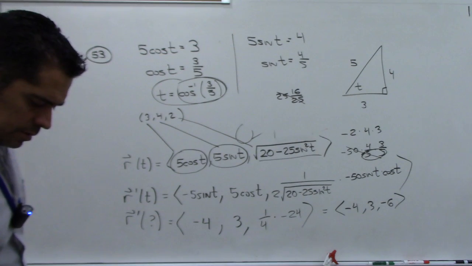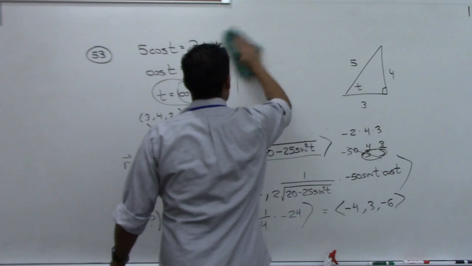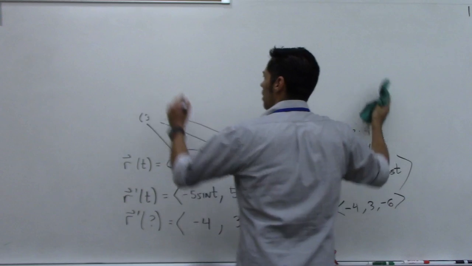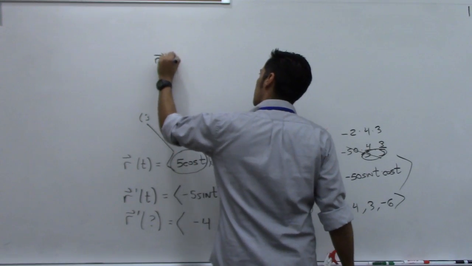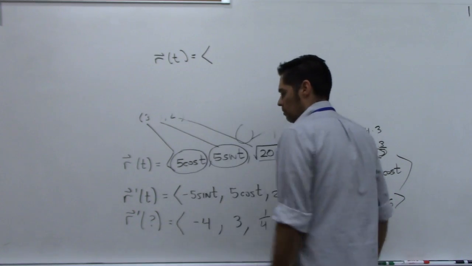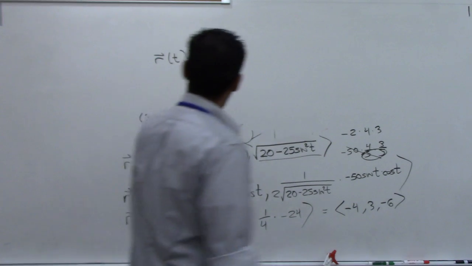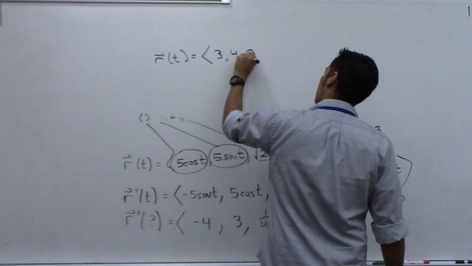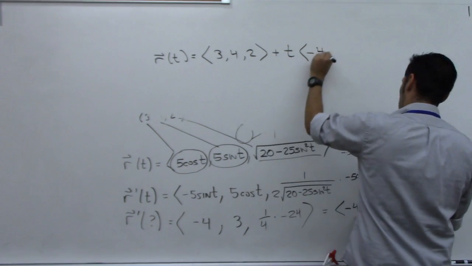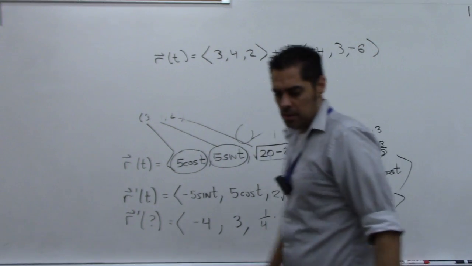Yes. All right, so now I'm ready for the equation of the line. This is nuts. So the equation of my line, which I'm calling R(t), was the point turned into a vector, 3, 4, 2, plus t times my direction vector, which was negative 4, 3, negative 6. And I think we've done this enough. Put those together, you're good.